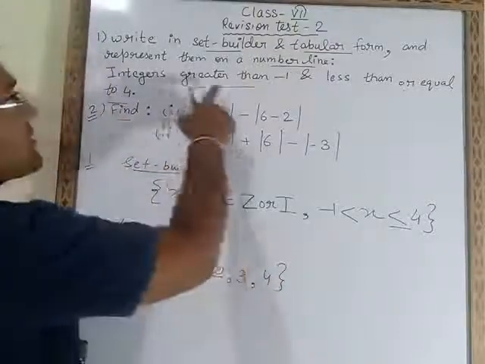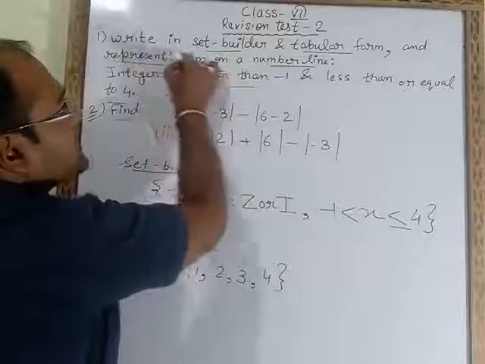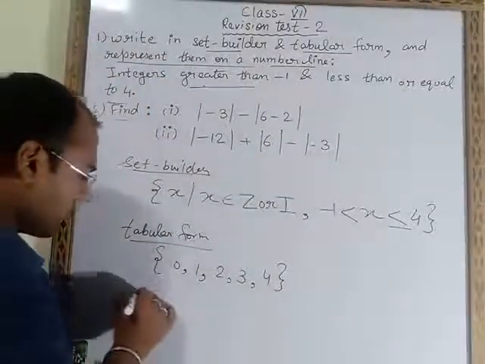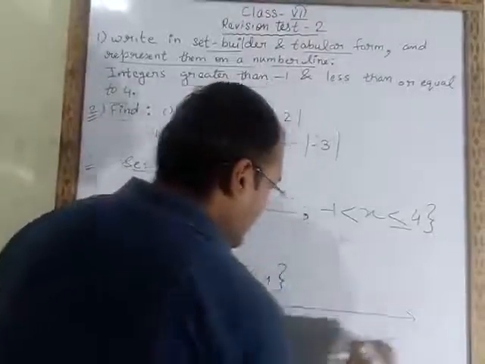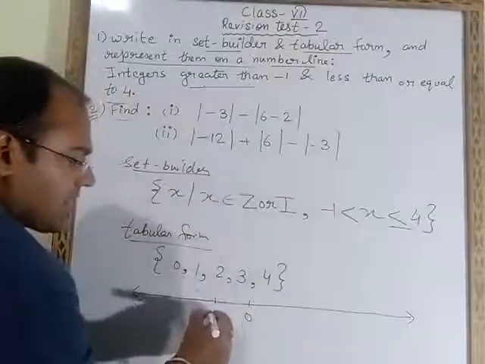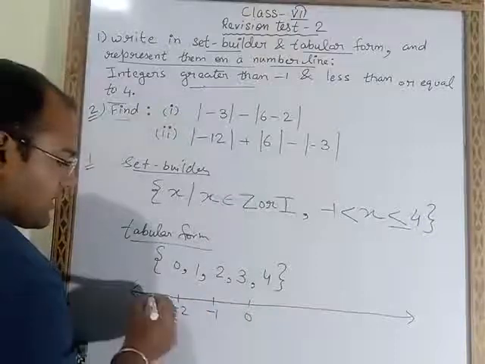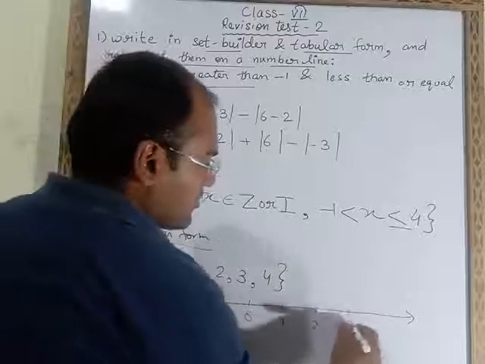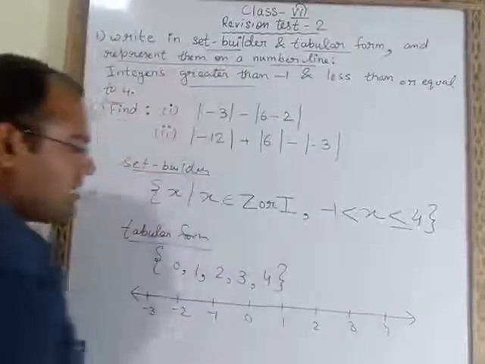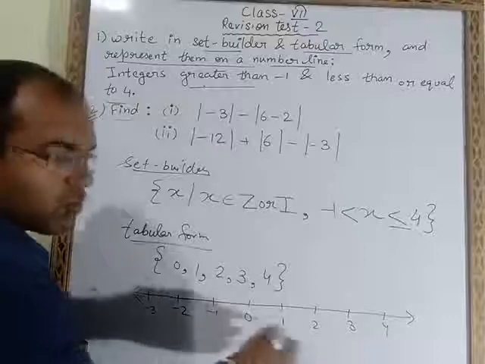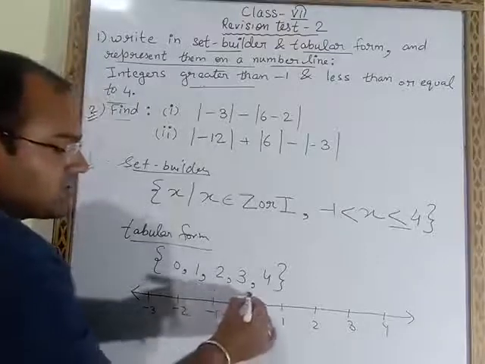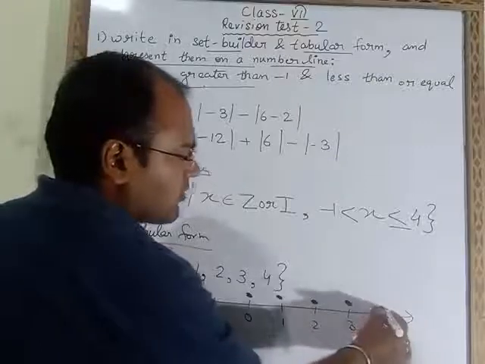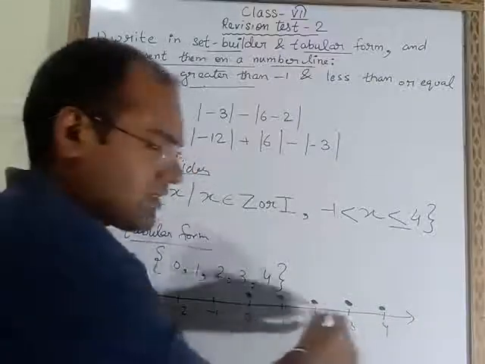Now next is represent them on a number line. We have to draw a number line also. So what we will do? We will make one number line. Here we will put 0. On the left side minus numbers will be there: -1, -2, -3. On the right side plus numbers 1, 2, 3, 4. Now 0, 1, 2, 3, 4 we have to show on this number line. So on 0, 1, 2, 3, 4, on these numbers we will put the marks like this.